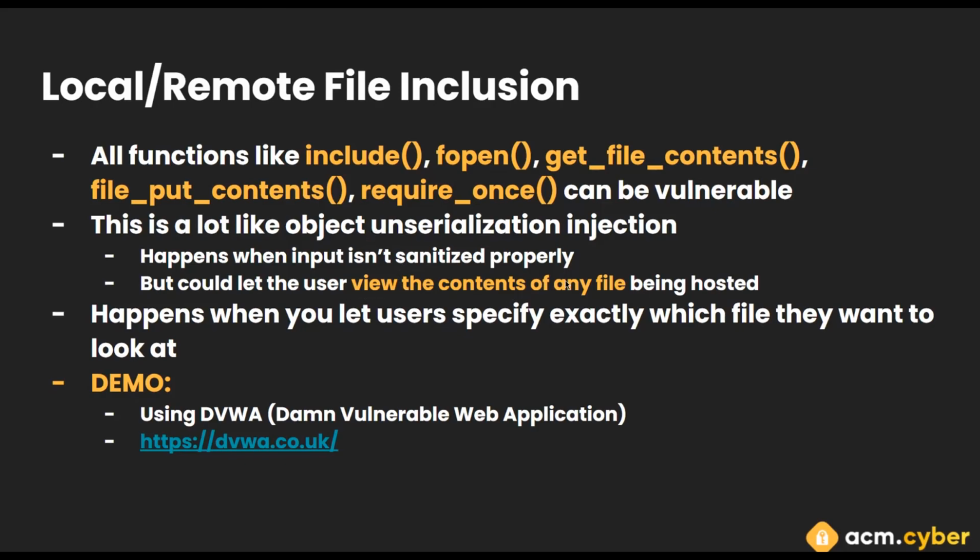So this can let the user view the contents of any file being hosted as long as it's accessible. And it essentially is what happens when you let users specify exactly which file they want to look at. The local refers to the ones that are on the server itself, and remote is when they can actually specify a URL that your web page will navigate to, snatch any PHP code or whatever file from there, and will display it using include, fopen, and all those other functions.